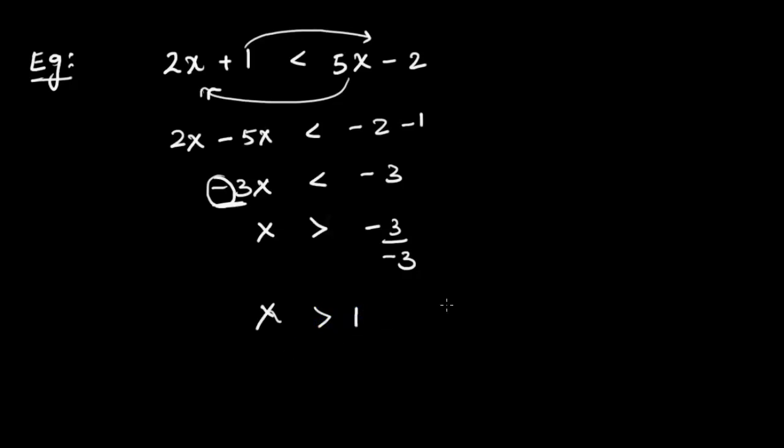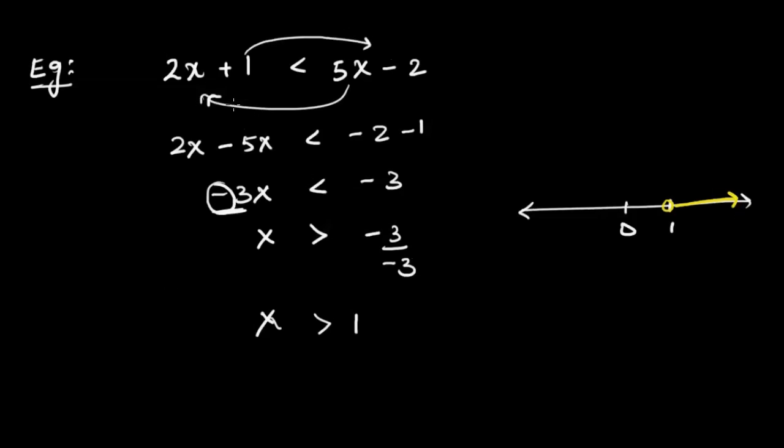If we are asked to plot the solution on a number line, let's say this is 0, this is 1. Because it is not equal to 1 and it's just greater than 1, we make a hollow circle on 1, and since it's greater than, we mark the number line from 1 to the right side. This is how we solve the linear inequality when we have linear functions on both the left and the right side of the inequality.